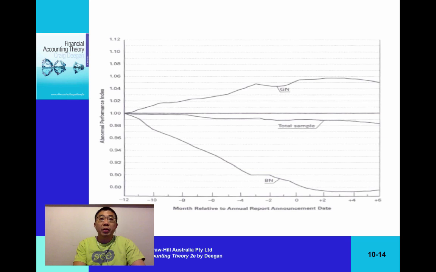And on the vertical axis, you will see the abnormal performance index, which is basically the ratio of the change in abnormal returns on the share price.